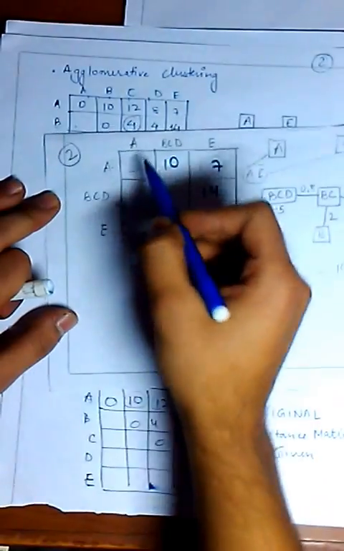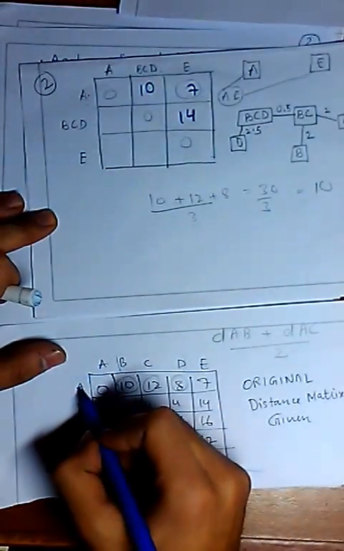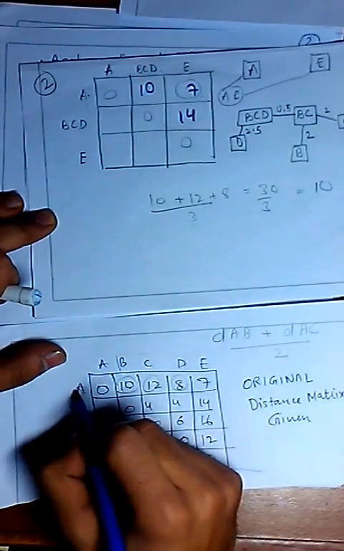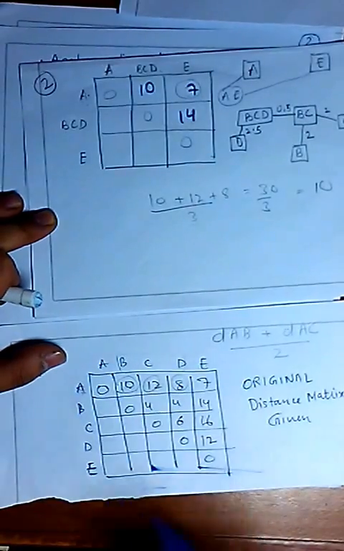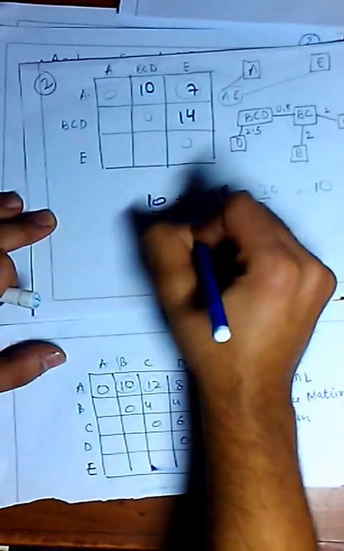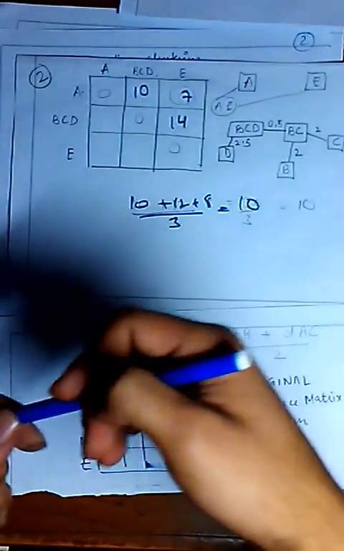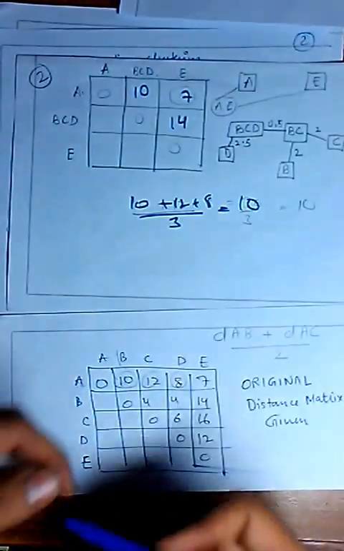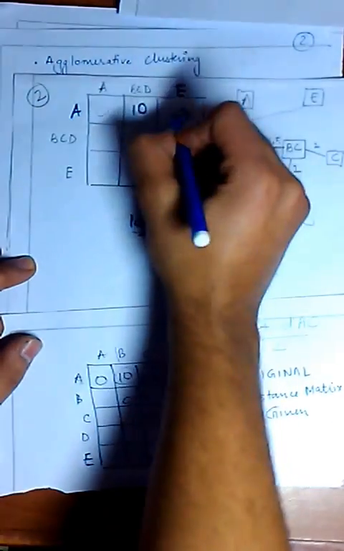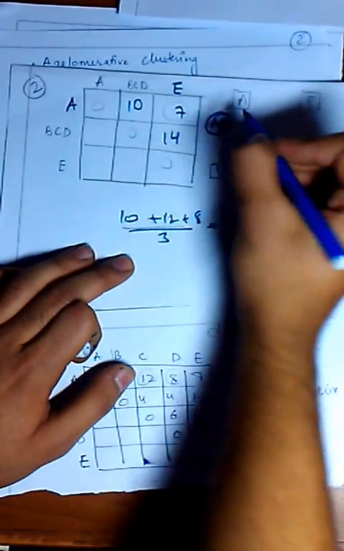We see that now the value between A and BCD is the distance AB, that is 10, the distance between A and C, and the distance between A and D; these are added and then divided by 3 because we took 3 units. Here I have done it. Now in this matrix we see that the minimum value is 7, and it is between A and E. It is between A and E, 7, and now we will again make a cluster AE from it.